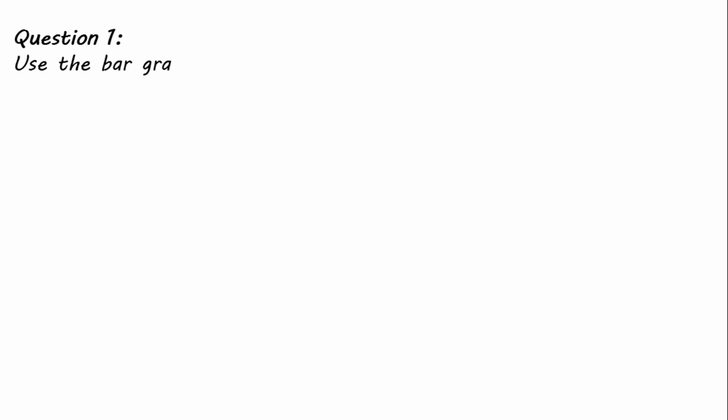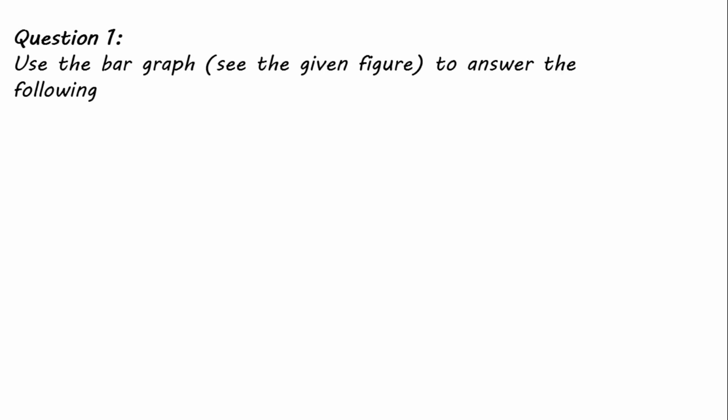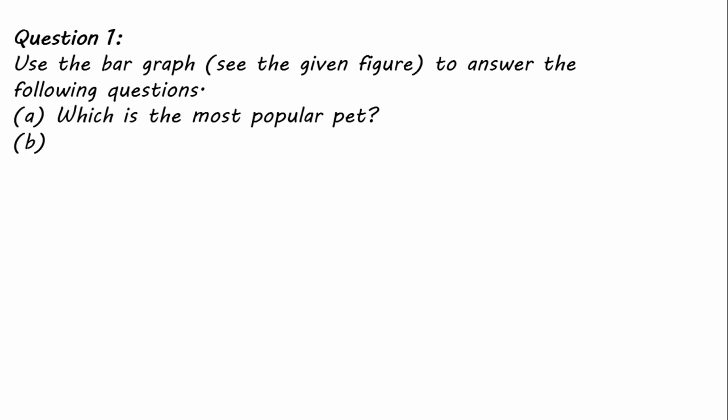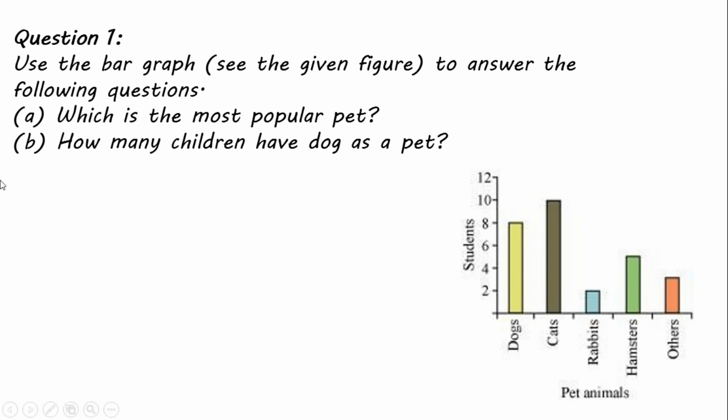Question number 1. Use the bar graph to answer the following questions. First, which is the most popular pet? And second, how many children have dog as pet? Here you see the picture of the bar graph. In this you can see that here we have two axes, a horizontal axis and second a vertical axis.